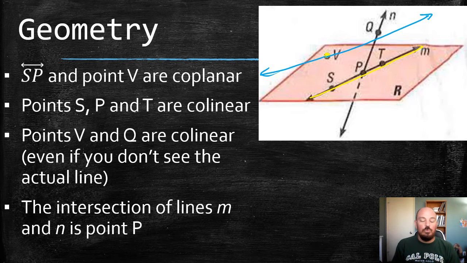And then our last vocab word was intersection. So if I ask you what is the intersection of lines M and N, that means where they cross over, and where those 2 things cross over is that point right there. Line M and line N cross at a point, and the point is point P. So the intersection of lines M and N is point P. And that's our vocab for today.